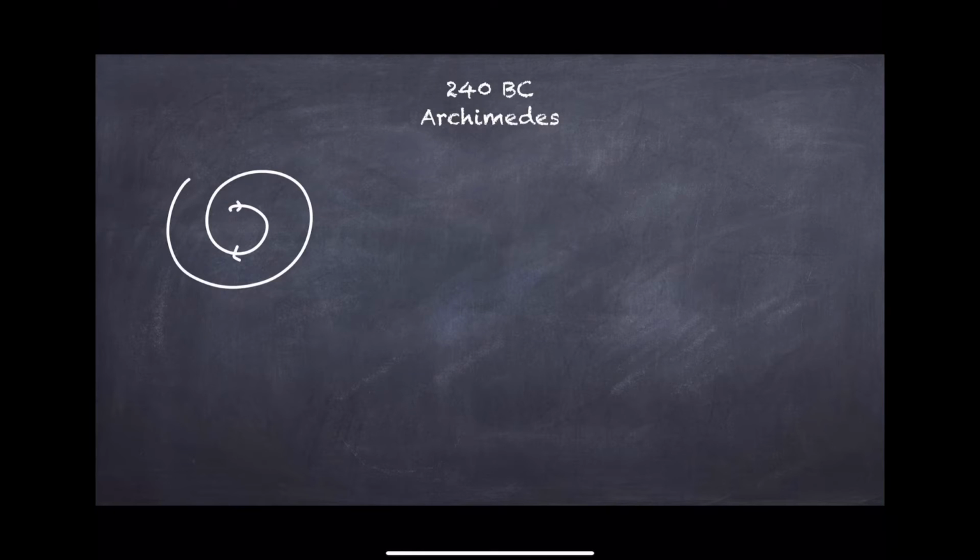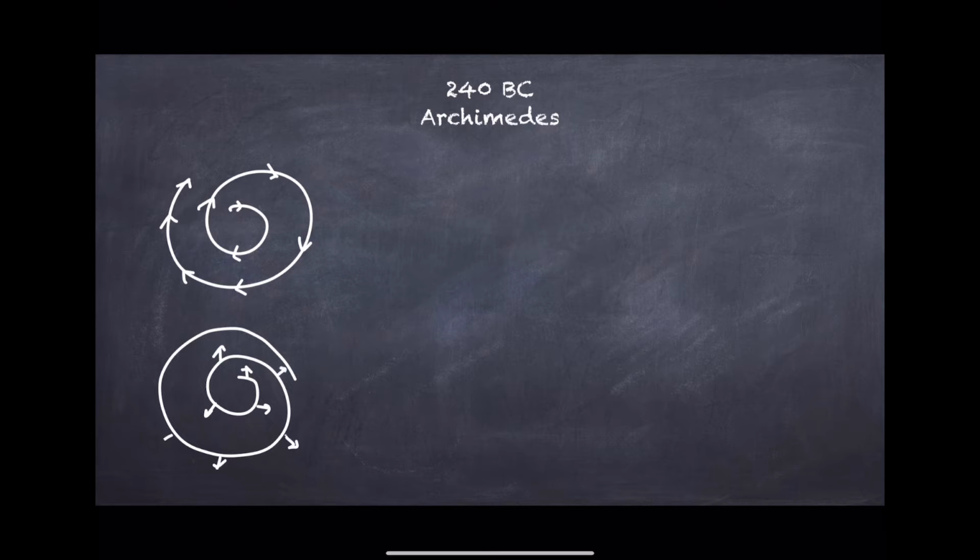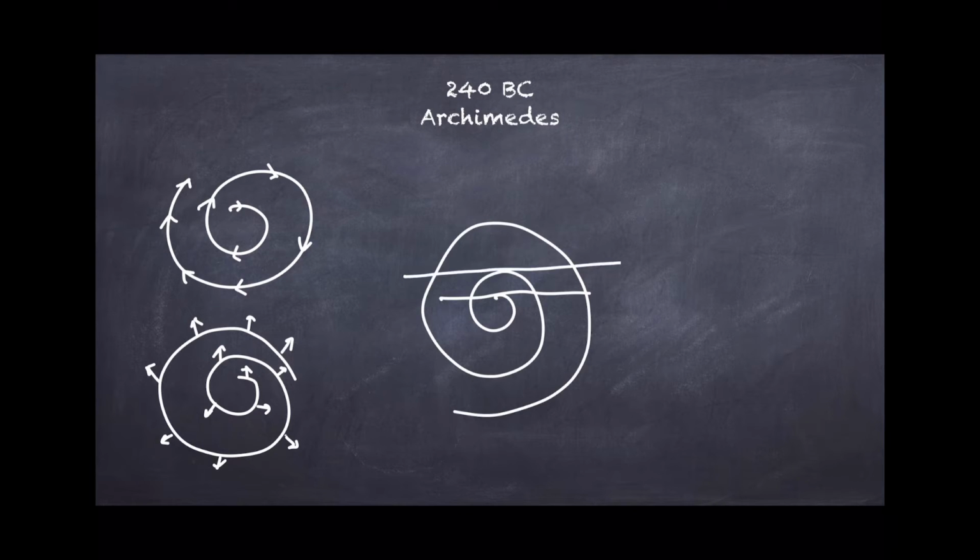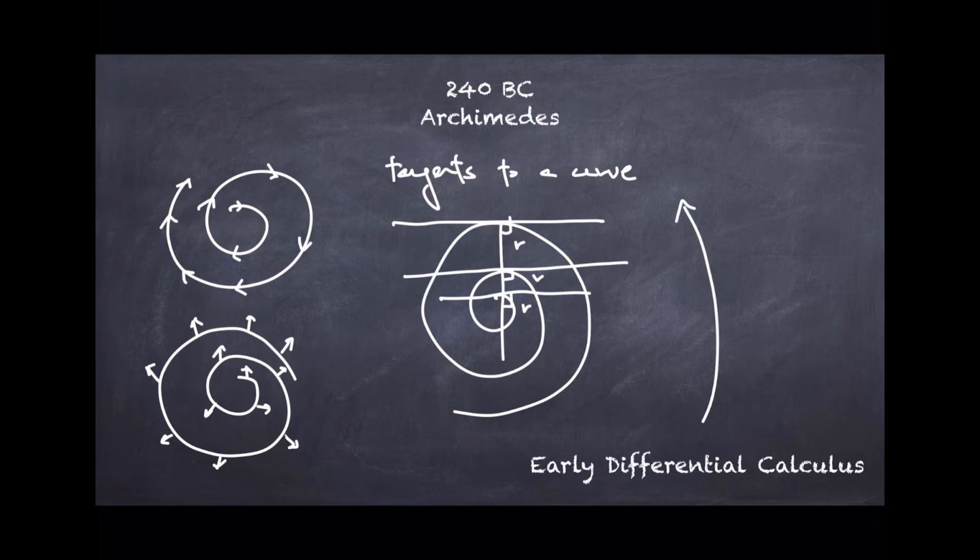Meanwhile, he studied the spiral, which is called Archimedes' spiral today. He split it into two components, radial and circular motion, and added the two motions together to find the tangents of the curve, which is the early development of differential calculus.